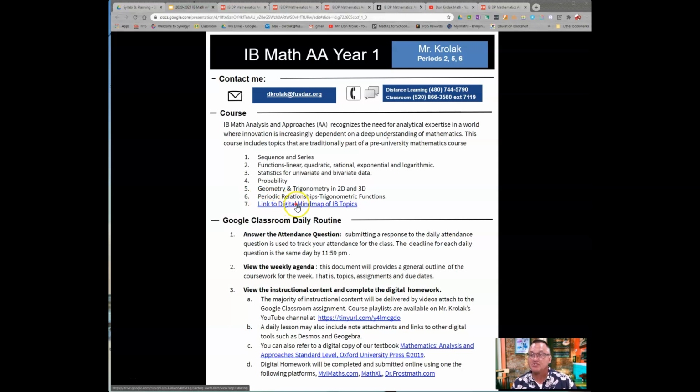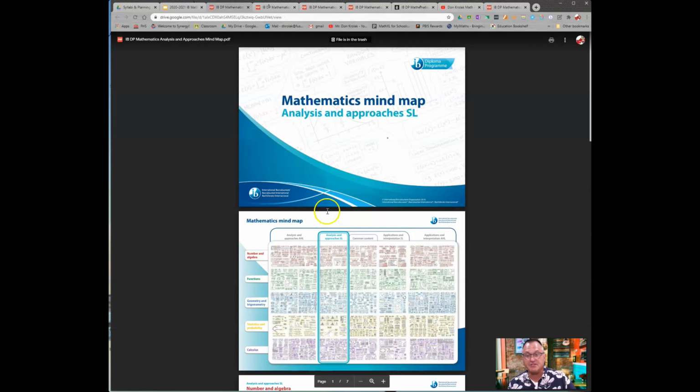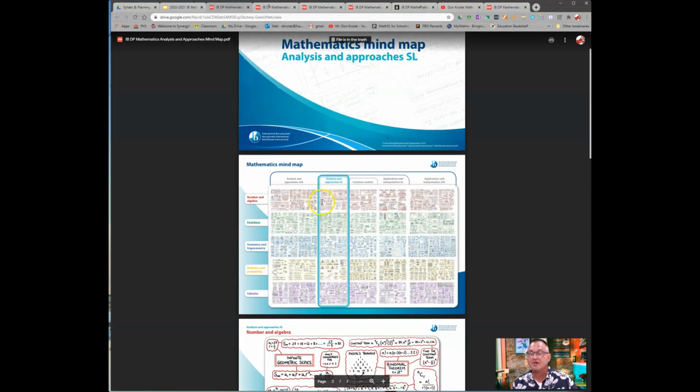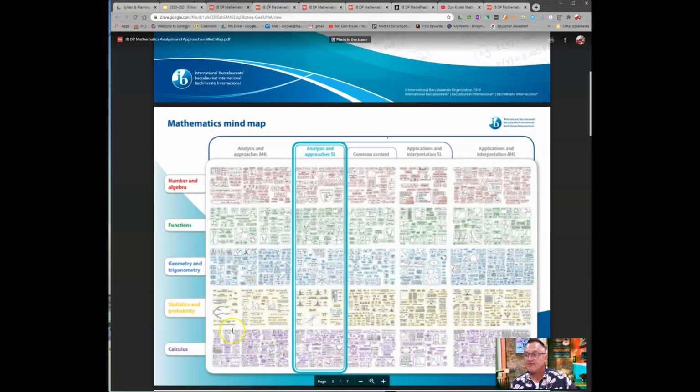So here on your syllabus, there's a link that says Digital Mind Map, and it shows you the different areas of an IB course. An IB course is built on 5 topics, and these topics are over here on the left. Algebra and numbers, functions, geometry and trigonometry, statistics and probability, and calculus.